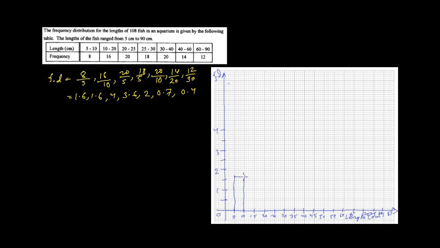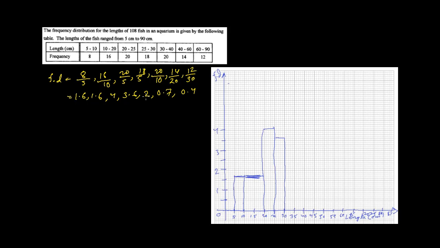So this is 1.6. Next one, 10 to 20. The height is 1.6 again. So 10 to 20, 1.6. The next one is 20 to 25. The height is 4. The next one is 25 to 30 and the height is going to be 3.6. So 25 to 30, height is 3.6.